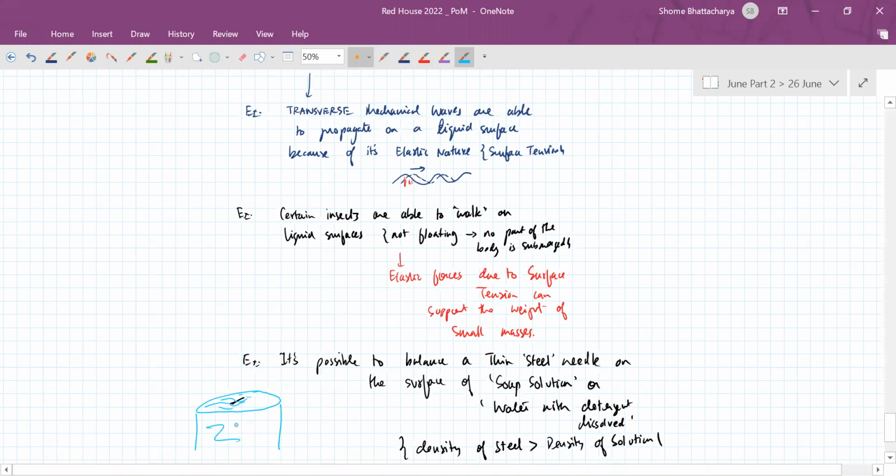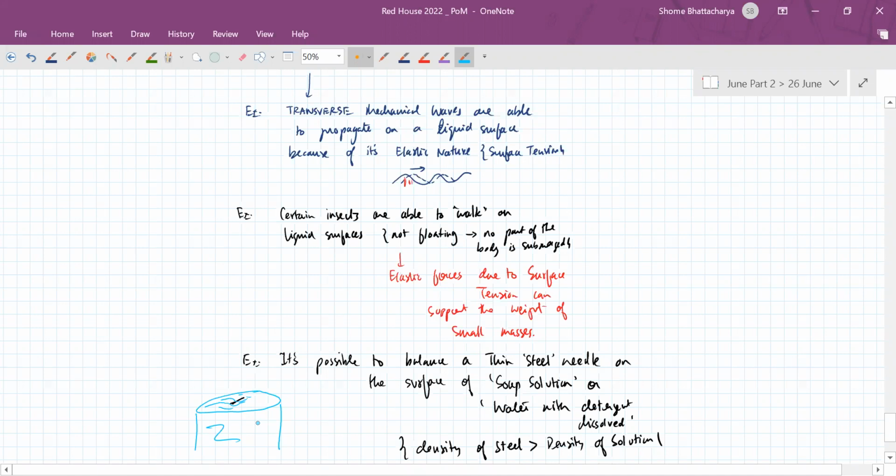But if you place the needle inside the liquid, the buoyancy is maximized because the entire volume is submerged, but there's no way the buoyancy will be able to balance its weight. So again, there is evidence that there is some additional type of elastic force that the surface is able to apply when it gets indented because of the weight of the material, like the thin needle in this case, or an insect trying to walk on the surface in the above case.